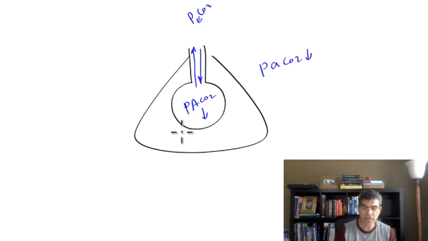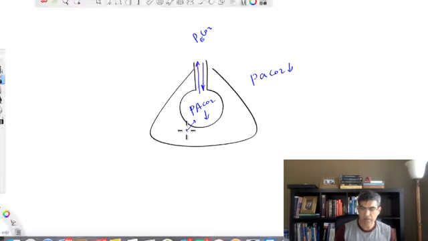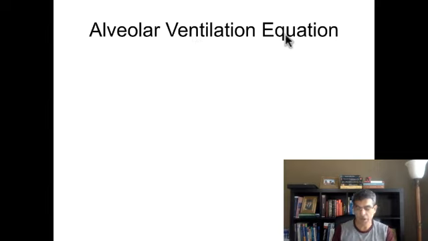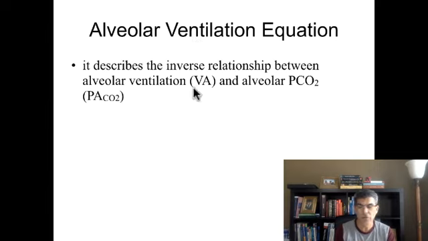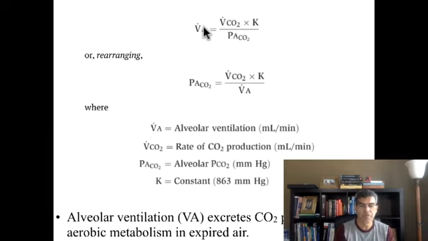As a result, my PaCO2 also is going to go down because this CO2 comes from the blood. So the alveolar ventilation equation says there is an inverse relationship between alveolar ventilation and PaCO2. The more you ventilate, the lower the PaCO2 will be. Look at this: VA, alveolar ventilation, is equal to VCO2, the amount of CO2 that you produce due to metabolism, times a constant number called K, divided by the pressure of CO2 inside the alveolus.